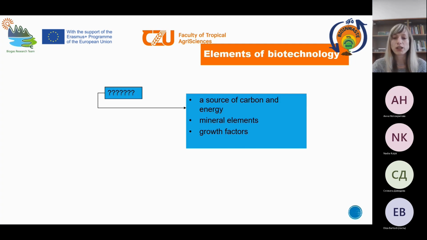Sources of carbon and energy, mineral elements, growth factors. What is this? In your opinion, what is this?